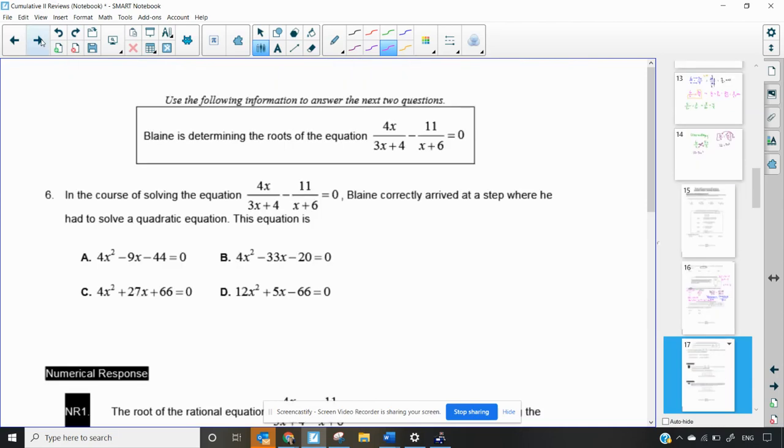All right, so again, hopefully you're seeing that factoring is always important. If we want to solve equations, so if I have 4x over 3x plus 4 minus 11 over x plus 6, there are two ways to solve this problem. One is to bring this over, and then we can cross multiply. The other is to multiply everything by 3x plus 4 and x plus 6.